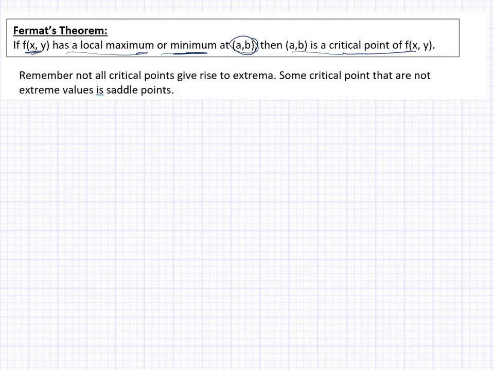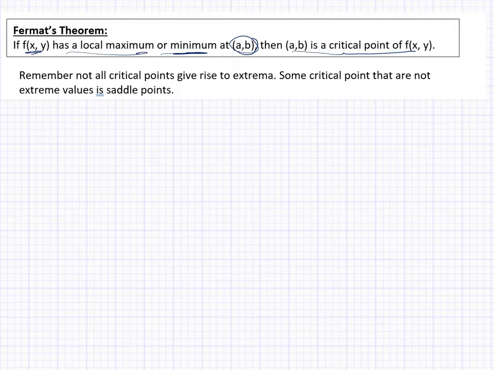You saw that not every critical value actually yielded a local max or min, but the only places you could possibly have them were at those critical values. So the same thing is being said here. There are some cases where your critical point could yield a saddle point instead, which is not really an extrema, or it could yield nothing at all. Right? Sometimes you have a point.